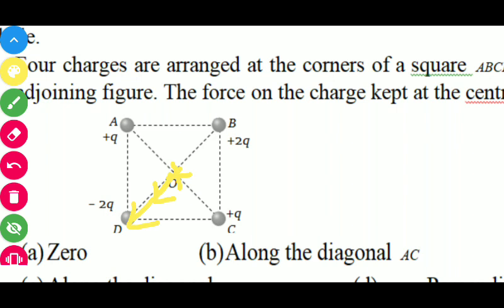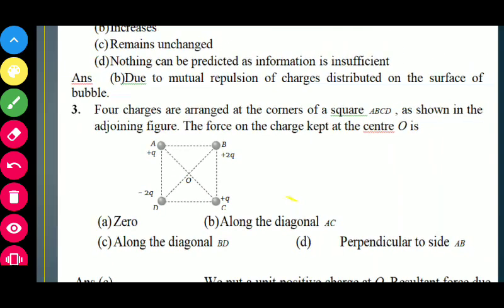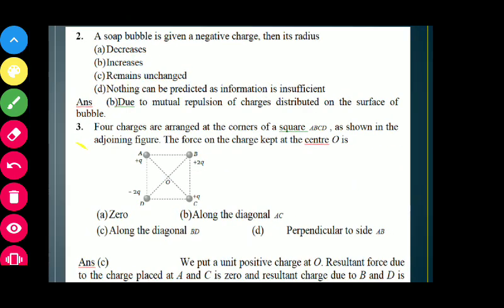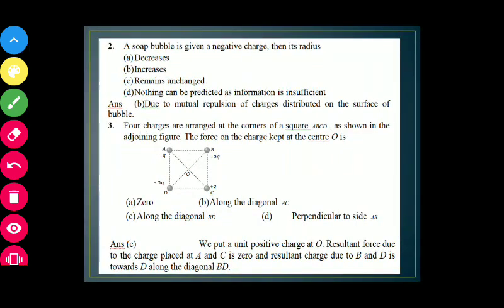Then you will ask me, sir, when we are keeping a negative charge at the center, then the force will be towards B. Now we can think about the options. Here there is no option towards B. So the correct answer is along the diagonal BD. Okay.